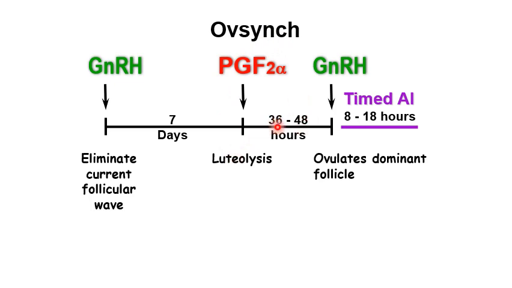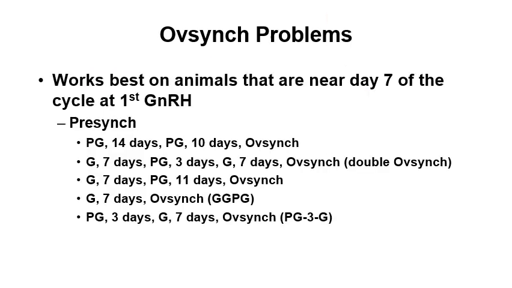After 36 to 48 hours, we can give a second injection of the GnRH in order to ovulate the dominant follicle. After 8 to 18 hours, we can do the timed AI for those animals that are in heat. So these are some of the limitations of the OvSynch protocol.